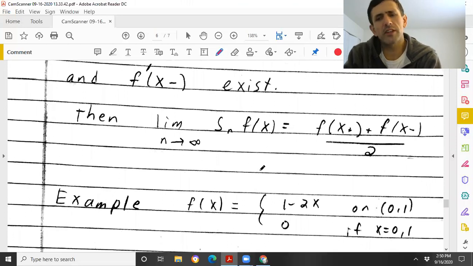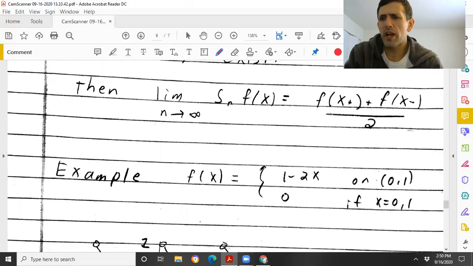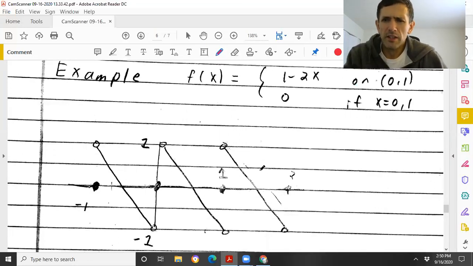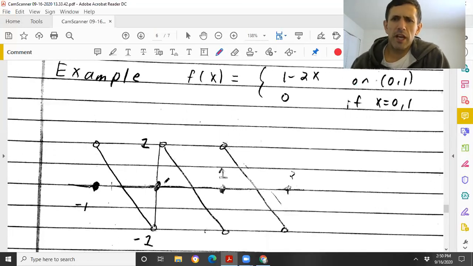So let's go back to the example we had before. So we had f of x is 1 minus x on 0 to 1. And let's just say as a function on 0 to 1, it's 0 at x equals 0. And let's take the periodic extension. So this function is going to be as follows.